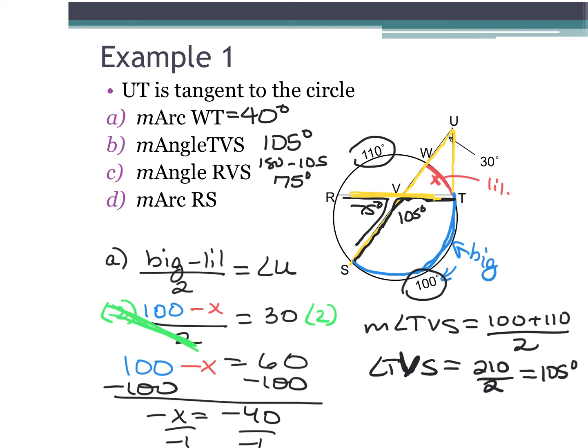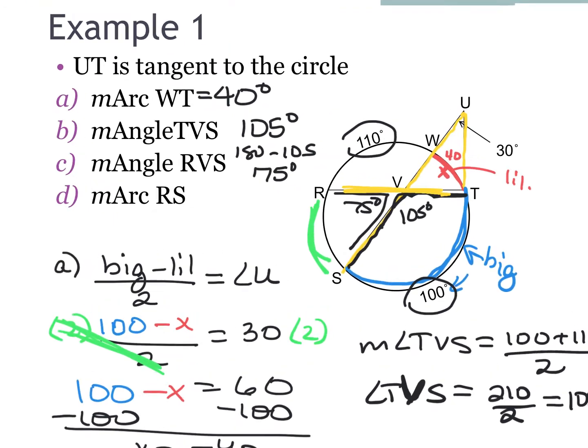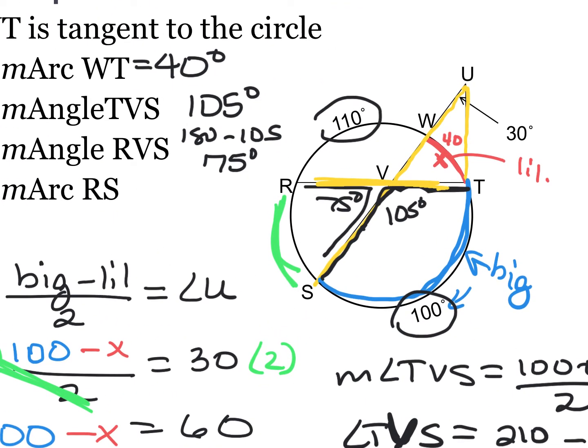And then lastly, arc RS. RS is located right here. I can find RS several different ways. Probably though the easiest way to find it, because I already found this one to be 40 right here, is to go back and remember all arc measures or the complete circle is 360. So if I come around here and add 110 plus 40 plus 100, and then subtract from 360, that will give me RS.